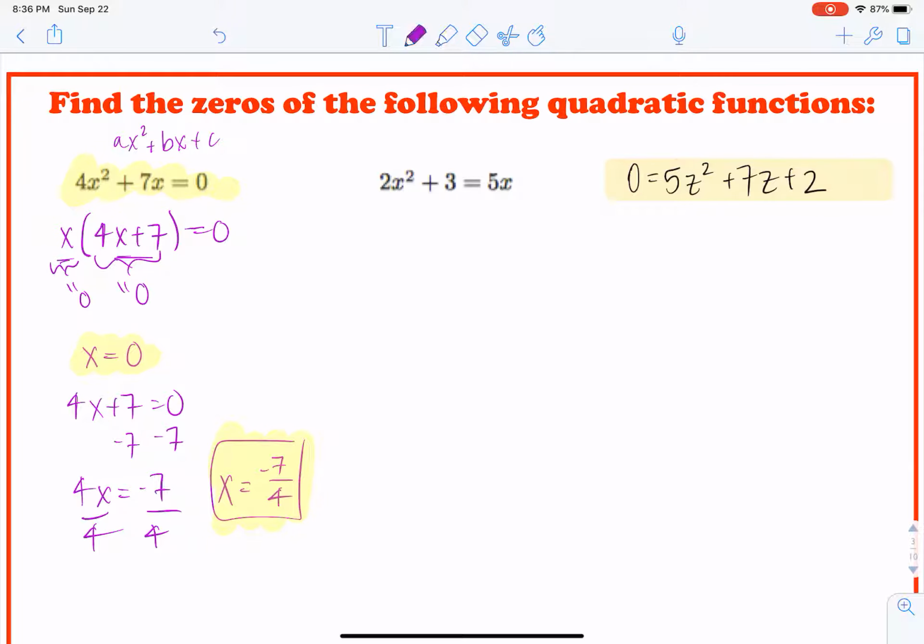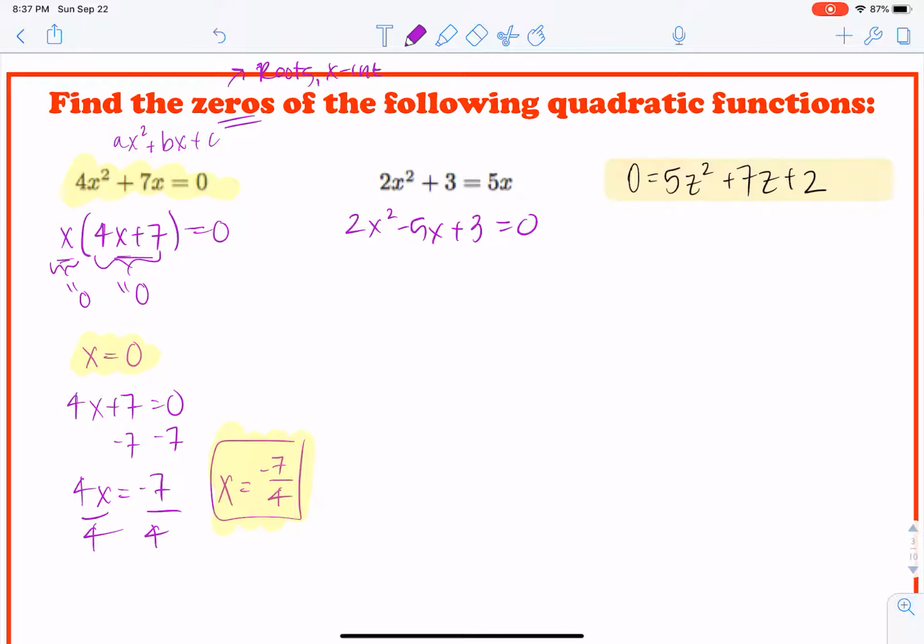Moving forward by solving for the zeros, or again, zeros are roots, zeros, and x-intercepts are all interchangeable terminology that we'll use here. 2x squared plus 3 is equal to 5x. I know in order to find these zeros, I first need to set the equation equal to 0. So if I were to set this equal to 0, I would have 2x squared minus 5x plus 3 is equal to 0. And I'll go ahead and I'll solve this by factoring, and specifically factoring by grouping.